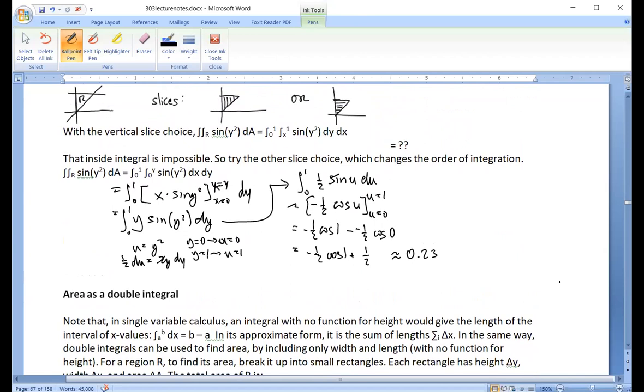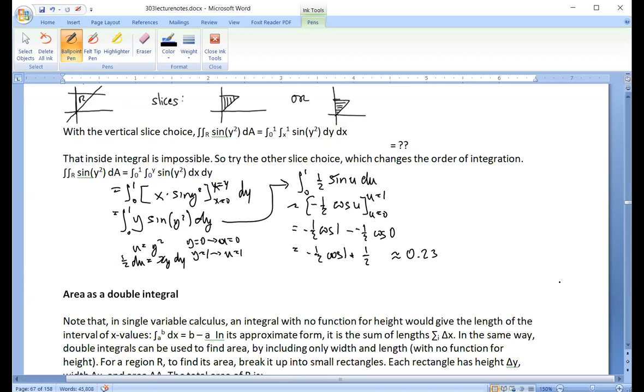So what I want to do right now is take a step back to single variable calculus. What if we just integrated with no function? If we just did the integral from a to b of dx, what is that? That would just be x evaluated from a to b, which is b minus a. So what does that tell you? That just gives you the length of the interval over which you're integrating.